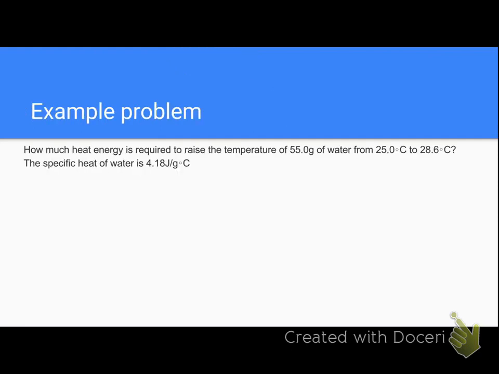All right, so an example problem. I would write down the problem, so if you want to hit pause and come back to it. How much heat energy is required to raise the temperature of 55 grams of water from 25 degrees Celsius to 28.6 degrees Celsius? The specific heat of water is 4.18 joules per gram degrees C. First thing, I just want you to get in the habit of writing out the formula that you're going to use. Q equals mc delta T. So we are solving for Q, so that is our question mark.